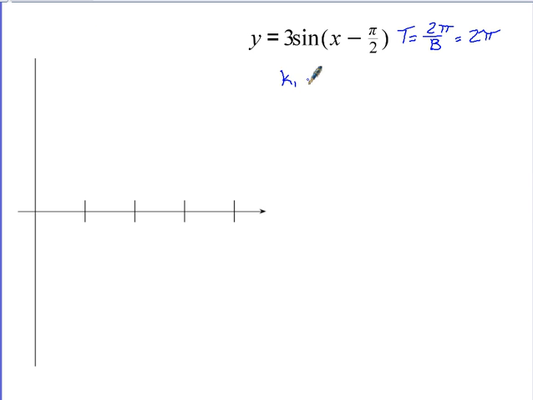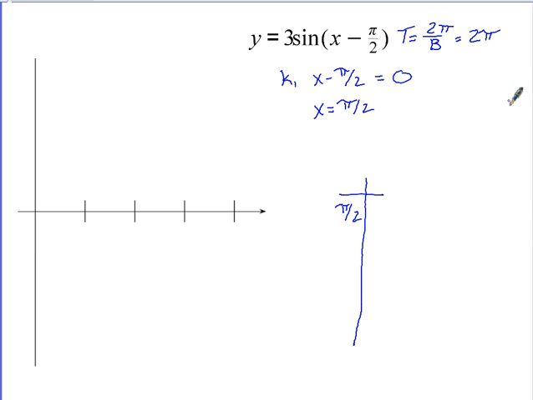Okay, then I'm going to find my first key point. To do that, remember, I'm going to take what's in parentheses, x minus pi over 2, set it equal to 0 and then solve for x. So I would add pi over 2 to both sides. So x is equal to pi over 2. So my first key point when I make my table is going to be pi over 2. That's my first key point.